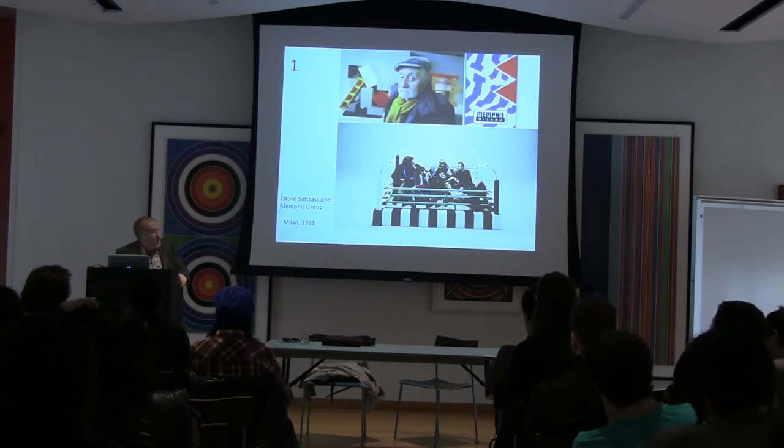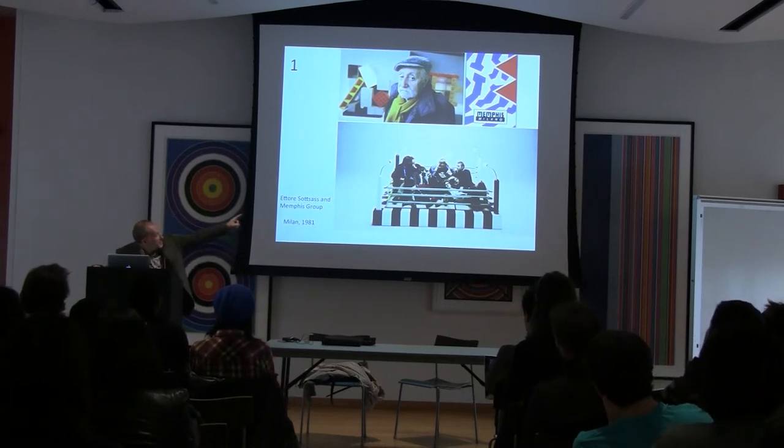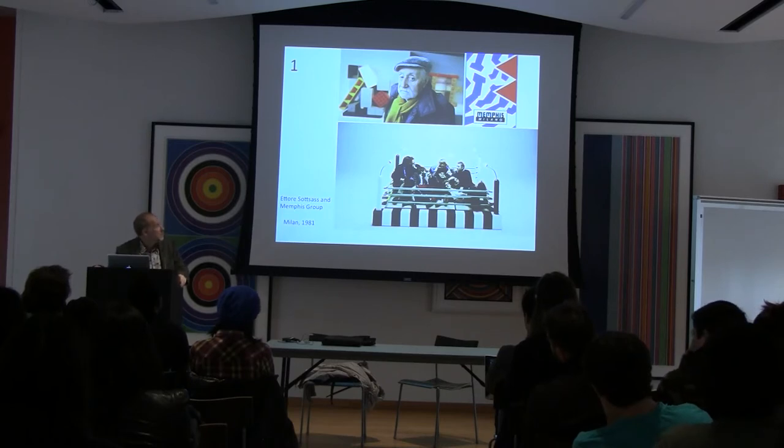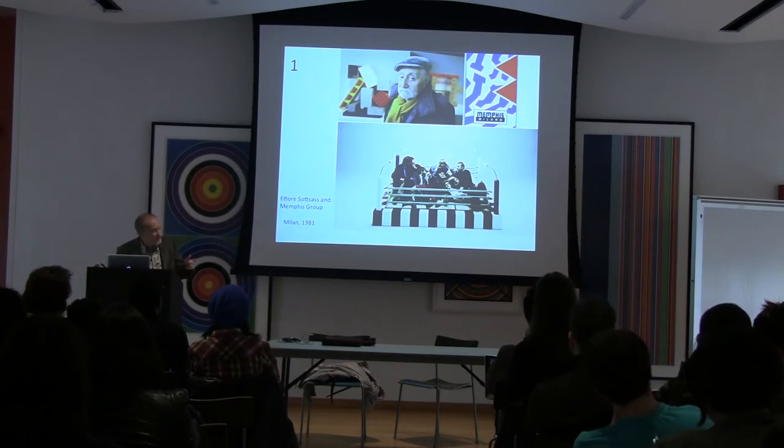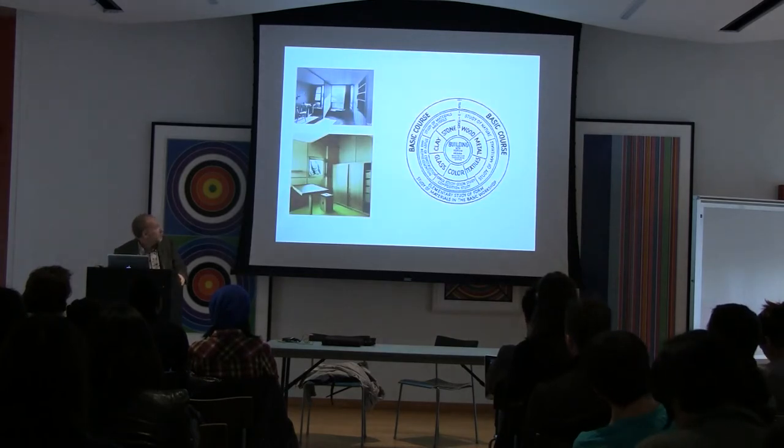He didn't do it alone. He did it with this group called Memphis. And you can see those fellows, boys and girls, some of them a little bit older than you are. They were mostly in their 30s and some maybe even in their late 20s. Many of them worked in Ettore's office or were in the design scene in Milan, and he personally selected them for a kind of unity of vision. And they made this very strange collection.